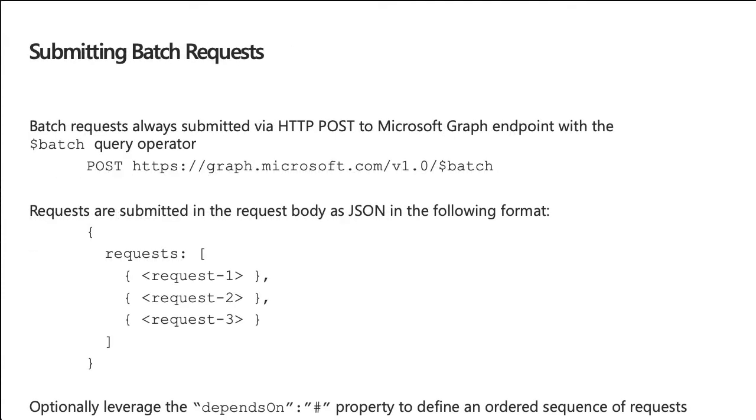Now, all batch requests must be submitted as an HTTP post to the graph.microsoft.com/v1 endpoint, and it must include the batch query operator. The requests in a batch are submitted within a JSON collection of requests within the batch request body. Unless the depends on property is defined within the request that references the ID of a previous request, the requests are not guaranteed to be executed in any specific order. Microsoft Graph determines when they are executed, which may be simultaneously.